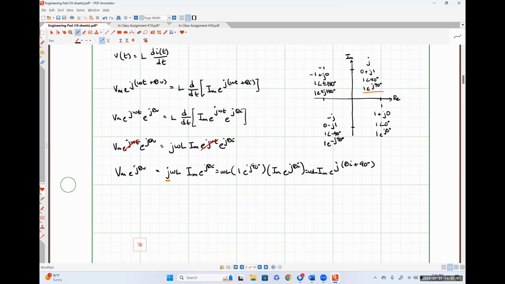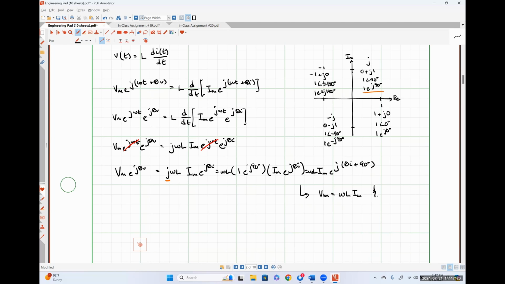So now we have an exponential form complex number on the left-hand side of the equal sign, and then an exponential form complex number way over here to the right. So once again, we can observe that the magnitudes on both sides of the equal sign have to be the same. So Vm must be equal to omega L times Im.